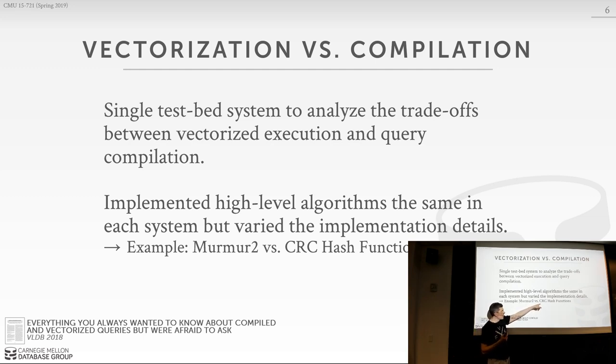In the case of Hyper, they're going to use CRC. When they use this over Murmur2, they get 40% better performance. This is because CRC uses fewer instructions than Murmur2, and therefore the CPU is able to get better speculative execution. So again, the high level of the algorithms are the same. They're both going to do hash join, and they're both doing linear probing. But the low-level steps in those algorithms will be slightly different. They pick the best approach for the two different architectures.